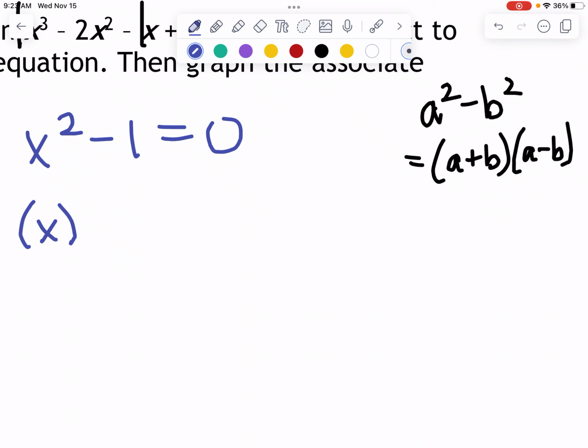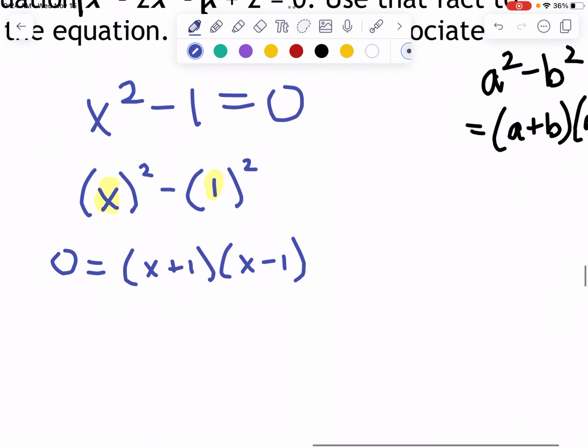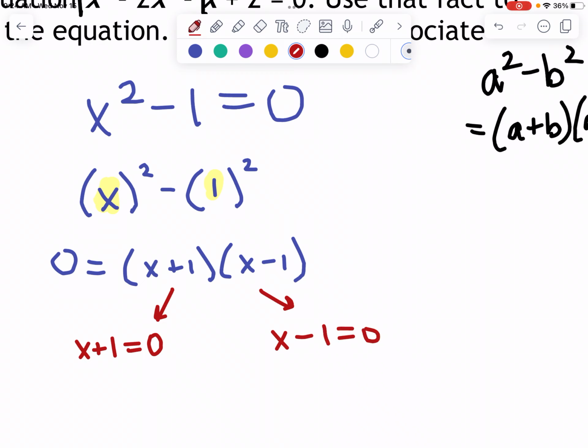I know I can square x to get x squared, and I can square 1 to get 1. So my base terms are x and 1. To factor this, I can add those base terms together in one set of parentheses and subtract them in the other. If this whole thing has to be equal to 0, I have my 2 mini algebra problems. I have x plus 1 equals 0, and x minus 1 equals 0. I can subtract 1 on both sides, and I get a -1. I can add 1 on both sides, so I get a +1.